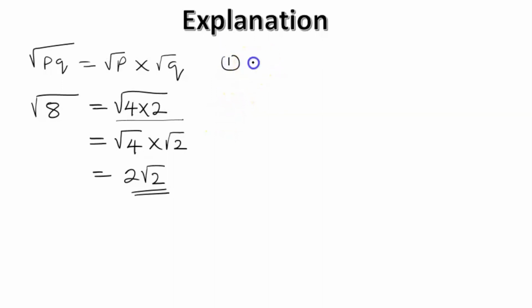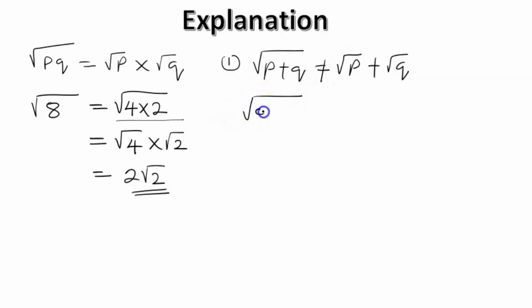The second rule is talking about when you have root of P plus Q. It is not the same thing. It is very wrong to say you can split them this way. What do we mean? For example, if you have 9 added to 16, the rule is saying that it is wrong for you to say root 9 plus root 16. No. It is wrong for you to do this.